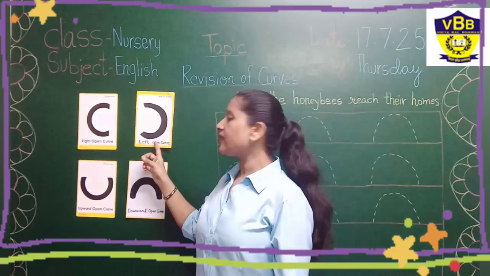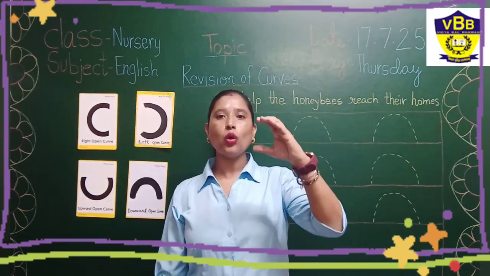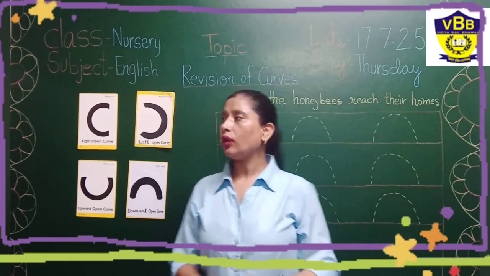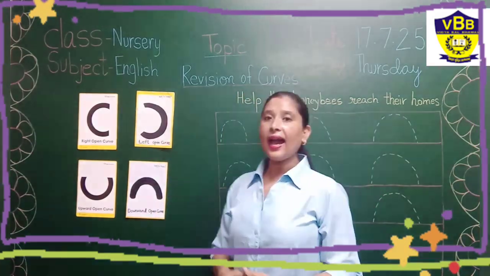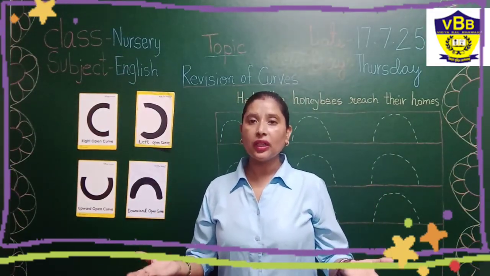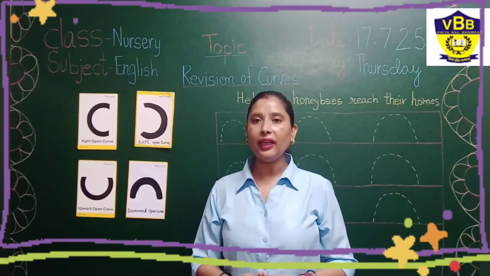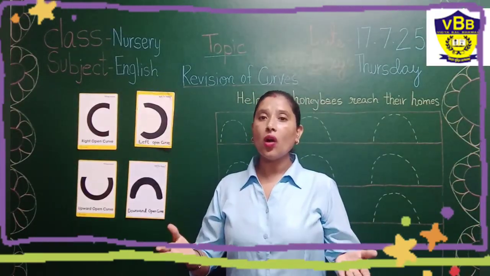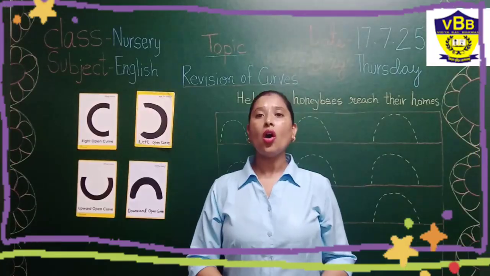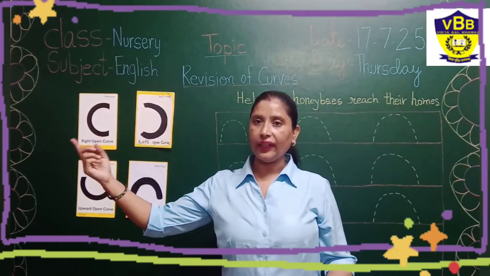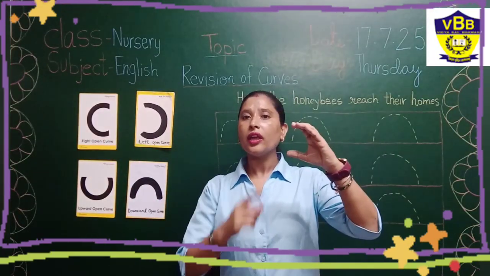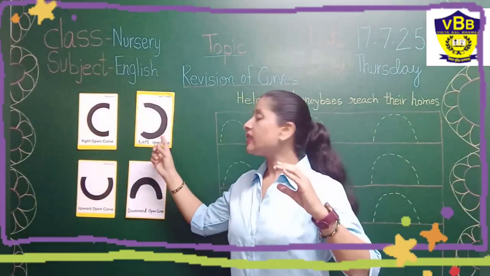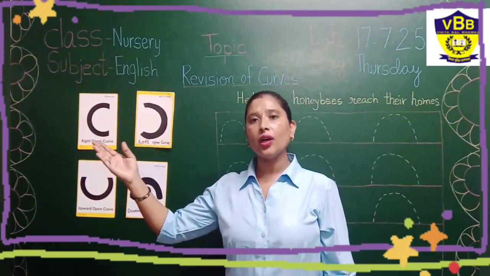Which curve is this? This is left open curve. And again I am going to ask you the same question. Why do we call this curve a left open curve? Can anybody answer me? Yes. This is left open curve because the mouth is open on the left side. The mouth of this curve is open on the left side. So this is left open curve.